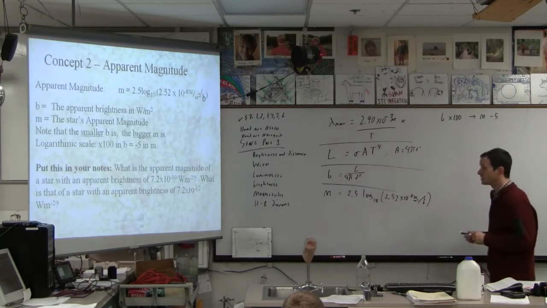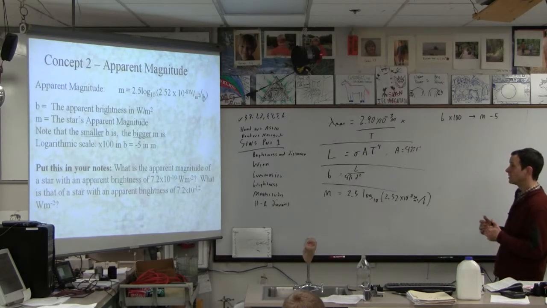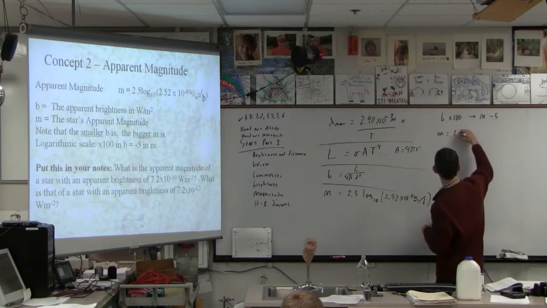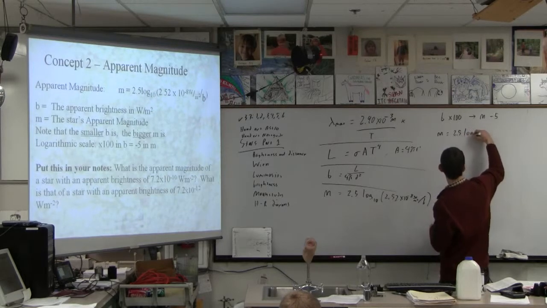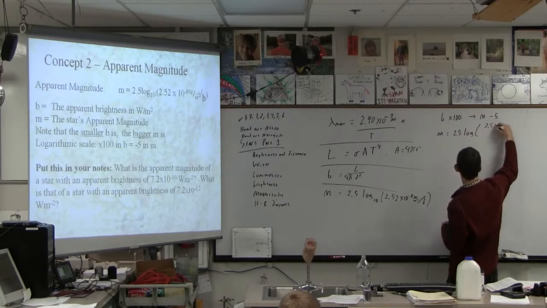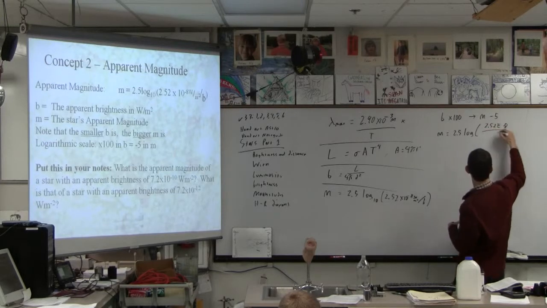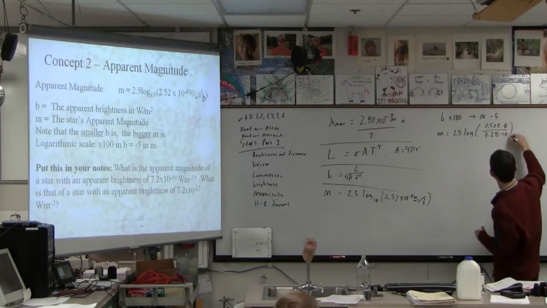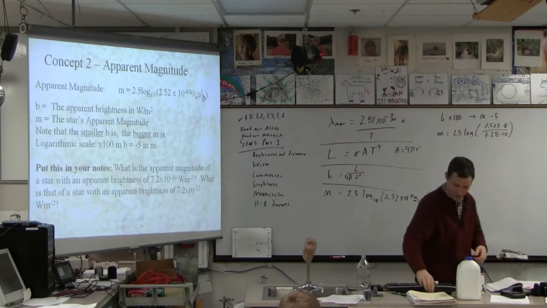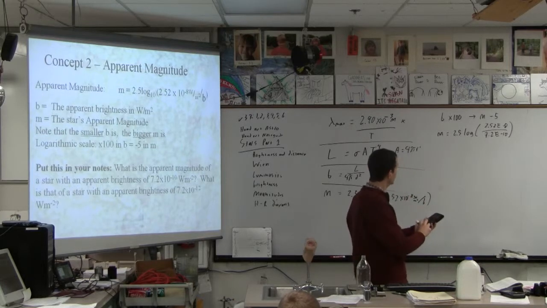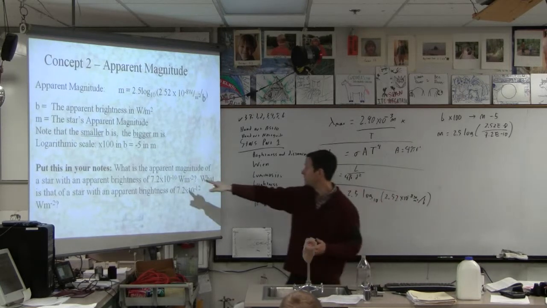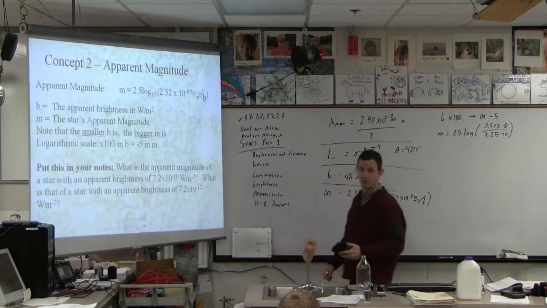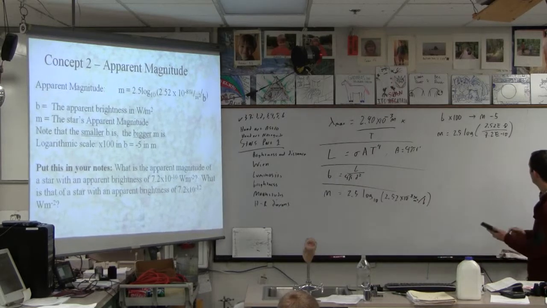So let's look at this guy. What is the apparent magnitude of a star with a brightness of 7.2 times 10 to the -10th watts per square meter? Well, I can do that, right? It's 2.5 log, and then I'm going to go 2.52 e minus 8 divided by 7.2 e minus 10, right? So type that into your calculator. I'm doing this first one here, and then I'm going to do that one. This one's 100 times less bright, so it should be an M of 5 more, right?